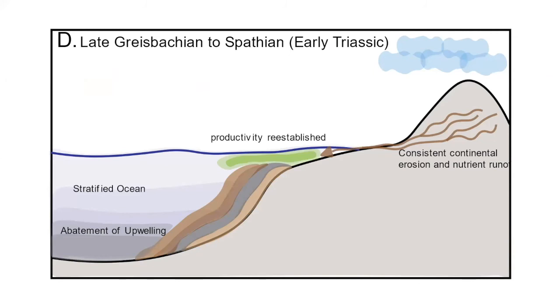And here is the model of what we can assume is going on. Again, we still have abatement of upwelling and a stratified ocean. And now based on our data, we have productivity that has been reestablished and is being supported by consistent continental erosion and nutrient runoff.